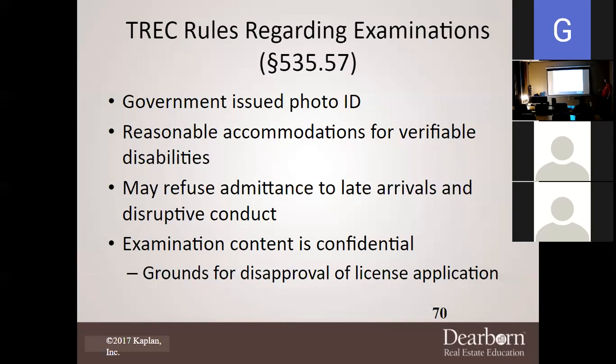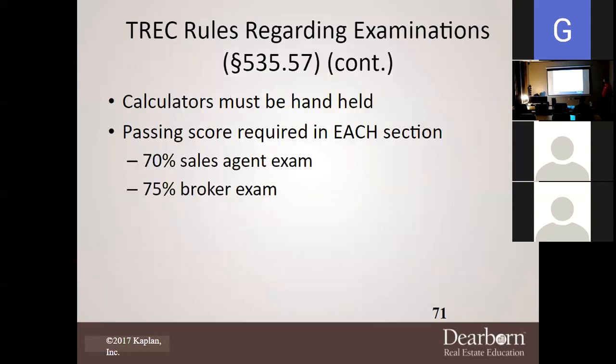Examination content, of course, is very confidential. Grounds for disapproval of a license application if you try to steal it. Okay. They're very strict. I'm going to tell you guys and gals, the exam centers do not play. They are very strict. If they catch you cheating, they will log you out. They will log cheating, and they will report it to Trek, and Trek can disapprove your application.